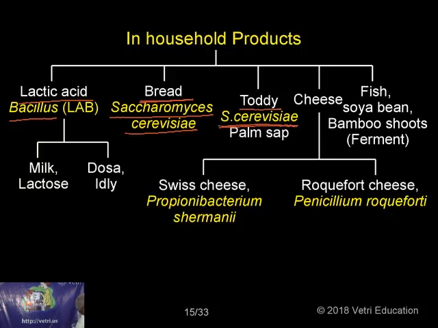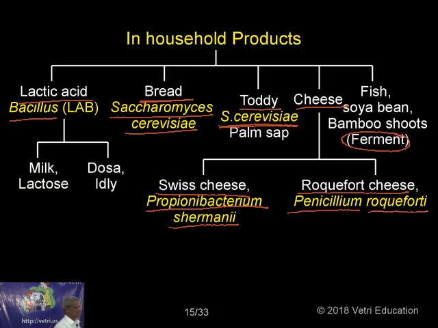Then cheese, different types of cheese are there, as I have told you, Swiss cheese and Roquefort cheese. Swiss cheese is made with Propionibacterium shermanii. Roquefort cheese is made with the help of Penicillium roqueforti. Then fish, soybean, bamboo shoots, they are also fermented by different groups of microorganisms. So what I have taught you so far, I was able to give you in a tabular column, the different microorganisms involved in the preparation of the different food materials which we use in our day-to-day life.